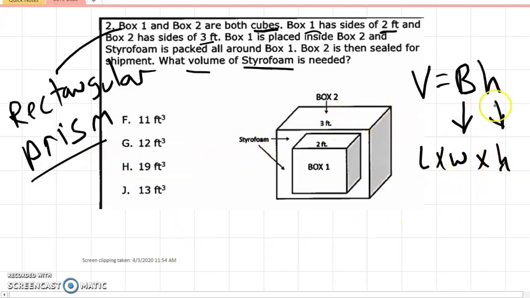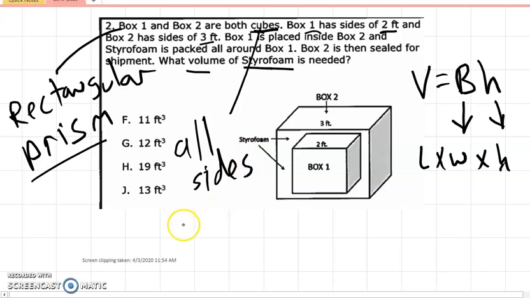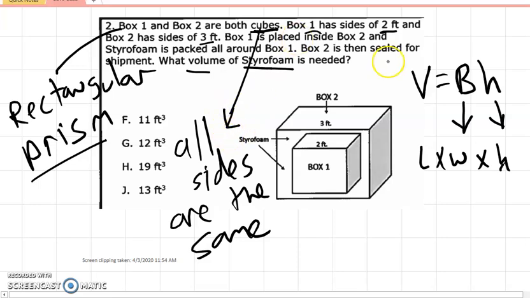And so just think, if it's a box, length times width times height, and we know that it's a cube. And what do we know about a cube? We know that on a cube, all sides are the same. So all I've got to do is multiply length times width times height for each one, and then find the missing space.